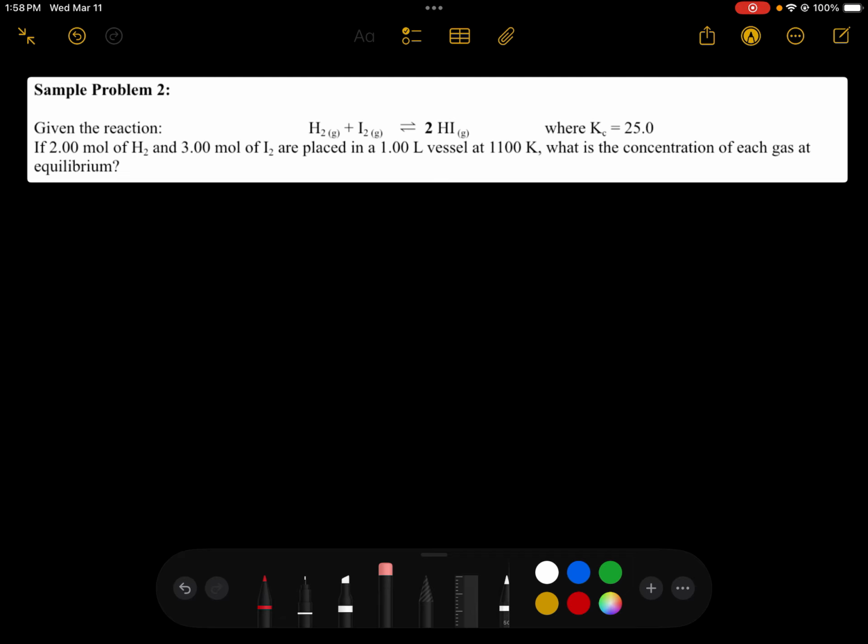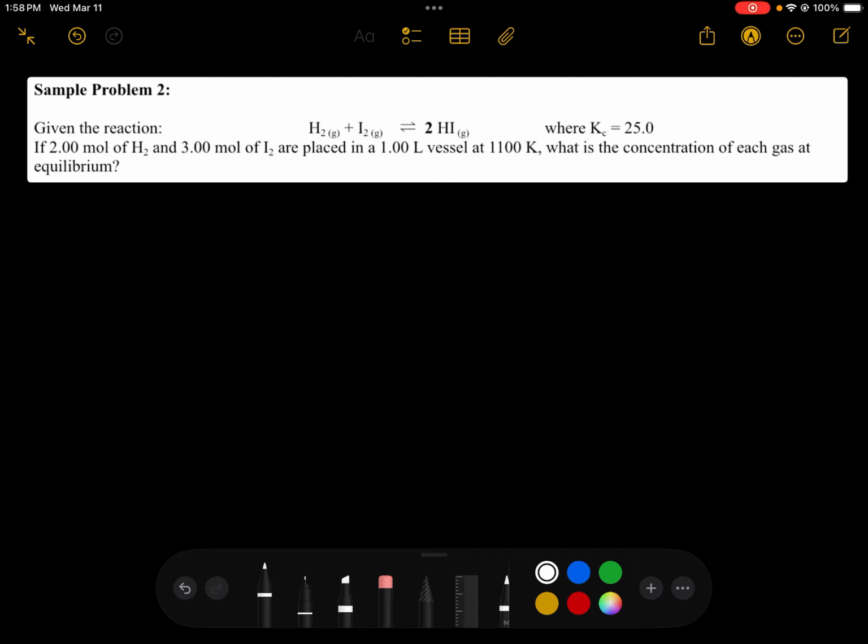Our problem says, given the reaction H2 plus I2 yields 2HI, if 2 moles of H2 and 3 moles of I2 are placed in a 1 liter vessel at 1100 Kelvin, what is the concentration of each gas at equilibrium? And it gives us a Kc value of 25.